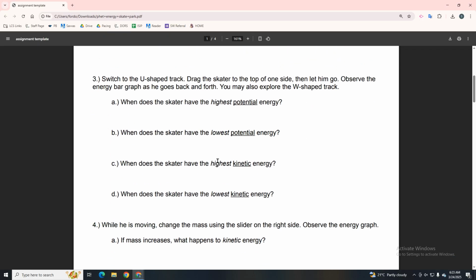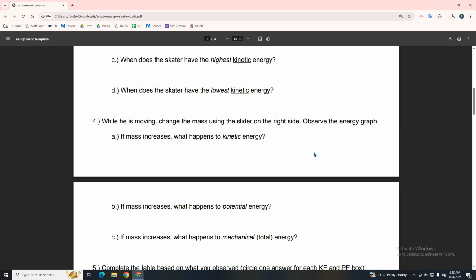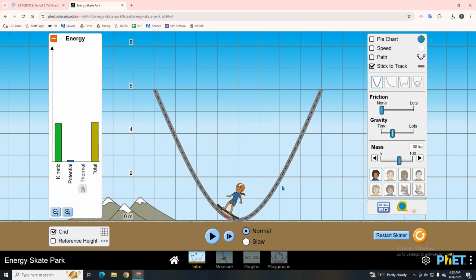Also, when does the skater have the highest kinetic energy and the lowest kinetic energy? So write down what position on the ramp. Number 4, while he is moving, change the mass using the slider on the right and observe the energy graph. You're going to go to the mass and increase the mass size.